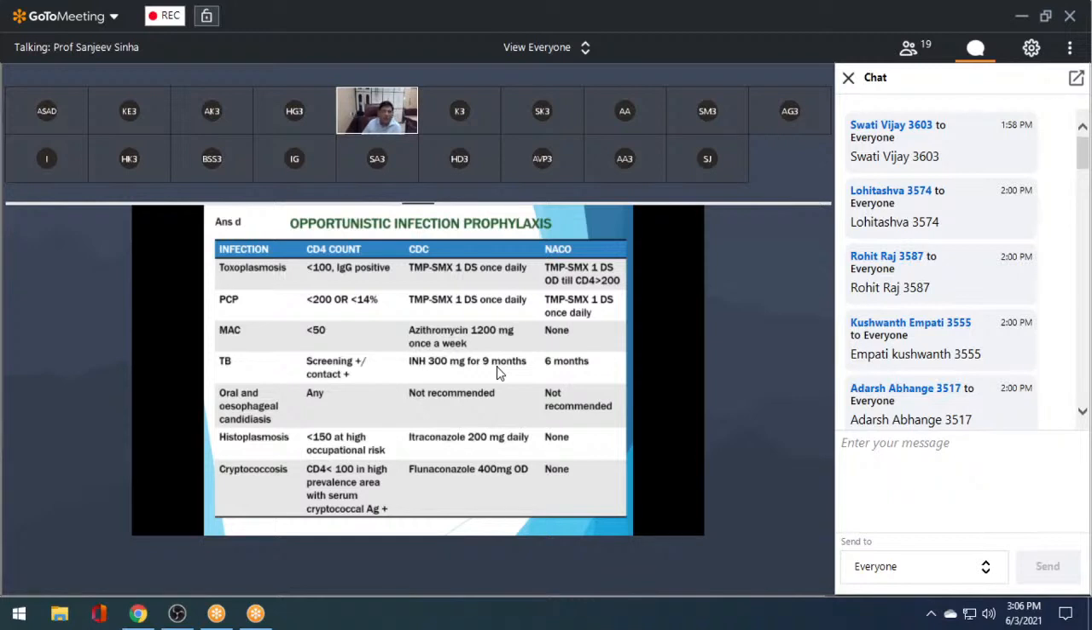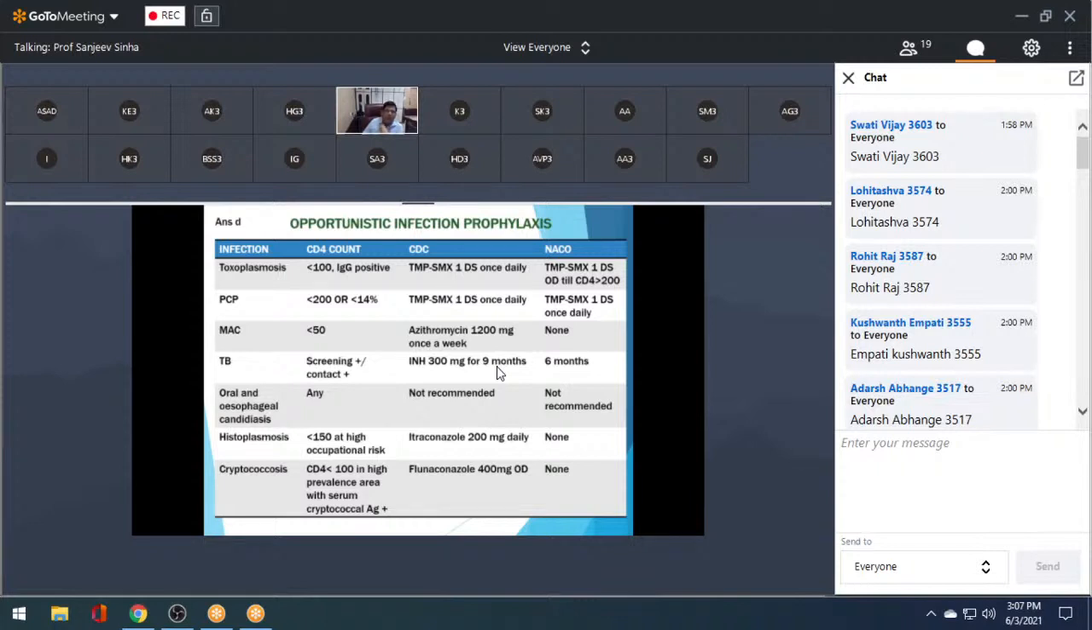Coming to oral and esophageal candidiasis, there is not much recommendation available from NACO. From the treatment point of view, we give patients antifungal drugs like fluconazole, 200 to 400 milligram OD, and we keep observing the patient, for a minimum of about 4 to 8 weeks. And then histoplasmosis is more commonly seen in patients who have a CD4 count less than 150, and we treat them with itraconazole 400 milligram OD.